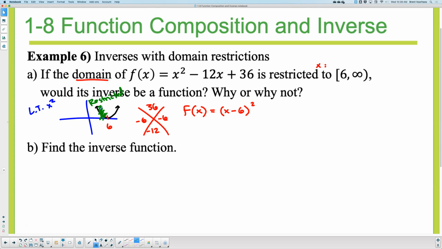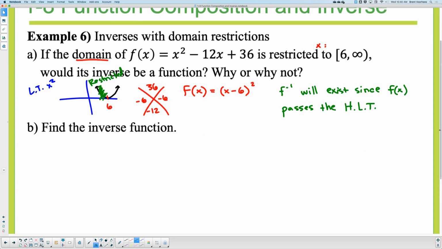Does it pass the horizontal line test now that I scratch out that part of the graph? Yes. So when it says restricted, it tells you what exists, not what does not. It tells you the graph will exist from 6 to infinity. So I cut off the other parts that are less than 6. So the inverse f-1 will exist since f of x passes which test? Not the vertical, the HLT, horizontal line test.